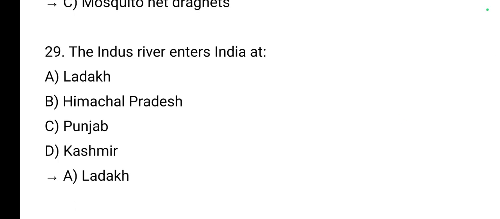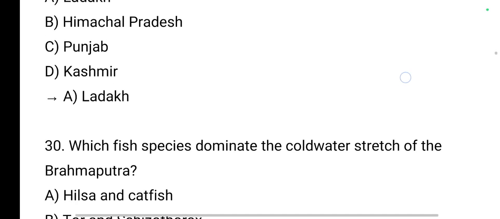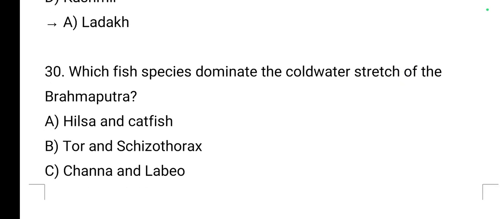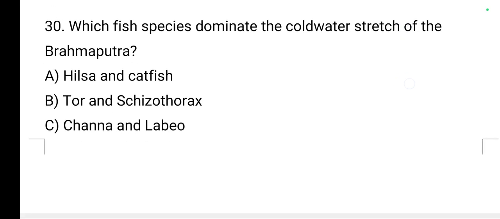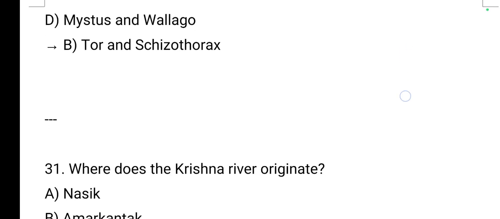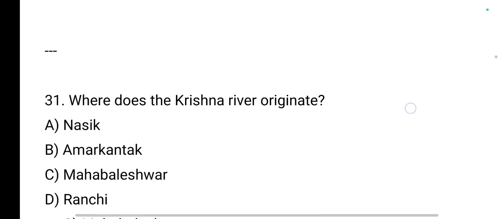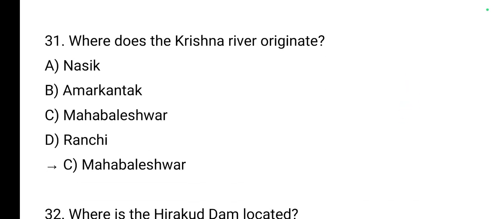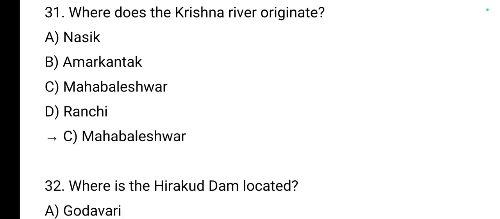The Indus river enters India at? So it enters at Ladakh region. Which fish species dominate the cold water stretch of the Brahmaputra? So the answer will be Tor and Schizothorax species. Where does the Krishna river originate? So it originates at Mahabaleshwar.